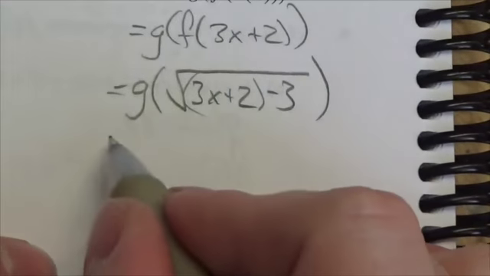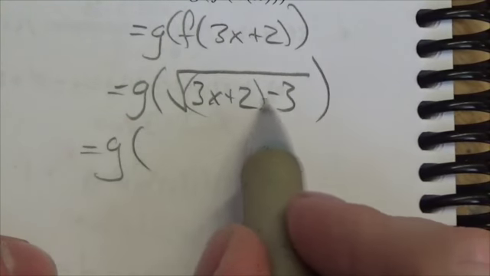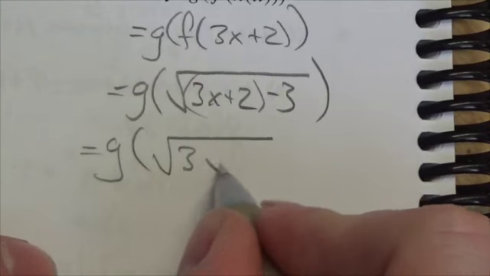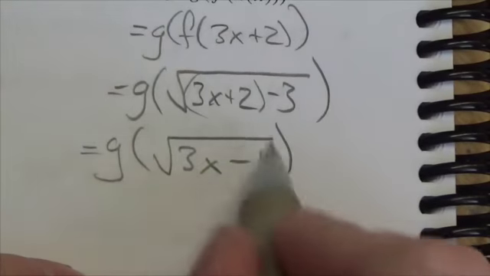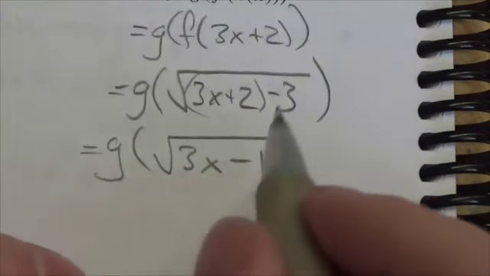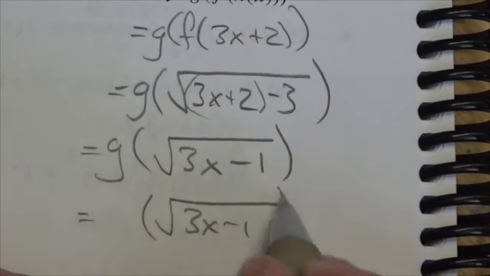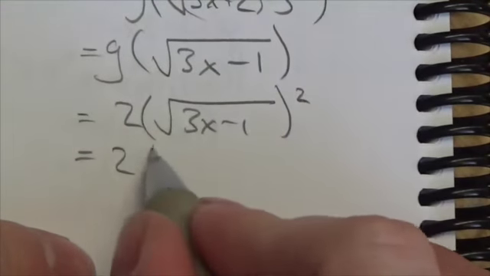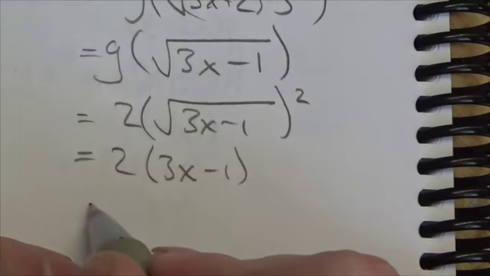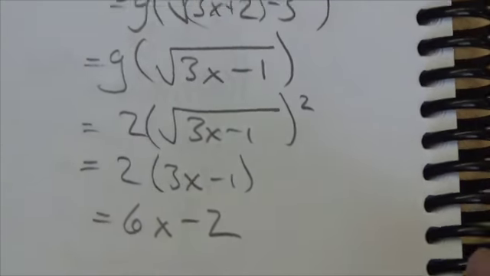Now let's simplify that. Okay, if I drop the parentheses here, I'm going to get 3x plus 2 minus 3. So that'll be the square root of 3x minus 1. And now what does g do? Well, g is going to take whatever is inside there, whatever its independent variable is, it's going to square it and then multiply by 2. So it's going to take that 3x minus 1, it's going to square it and then multiply by 2. Well, squaring is just going to remove the square root, and then multiplying by 2, we'll get 6x minus 2. So that is ultimately what this guy simplifies down to.